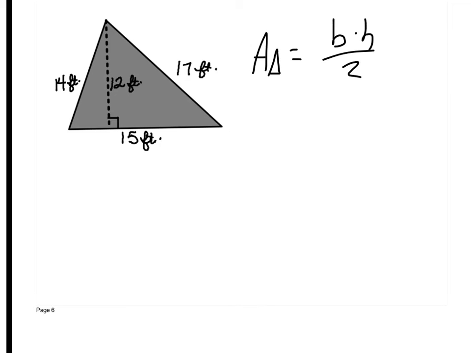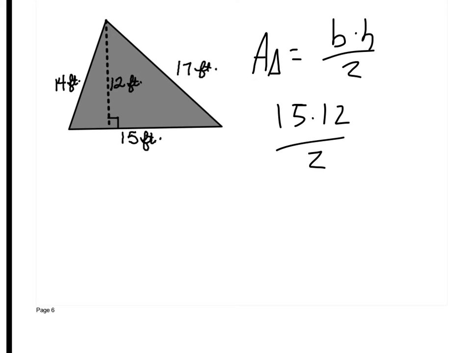The base and height are 15 and 12. You never use these two sides. You always use the one that's touching a right angle, the one that's always touching your height. So 15 and 12, divided by 2.